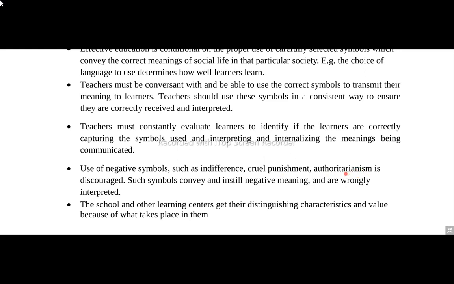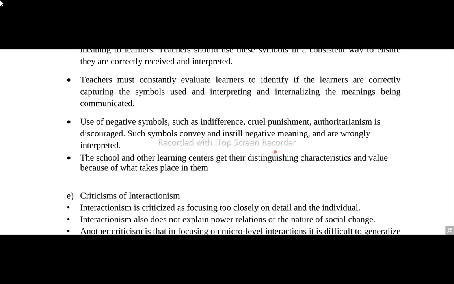Authoritarianism is when the teacher is always right. Whether you have the right answer or the wrong answer, you have to do what the teacher says. He is a dictator. It also has a negative impact. So all these are also symbols. Such symbols convey and instill negative meaning and are wrongly interpreted. So as teachers, we should try as much as we can to avoid using these three in the classroom, so that we do not affect our students.